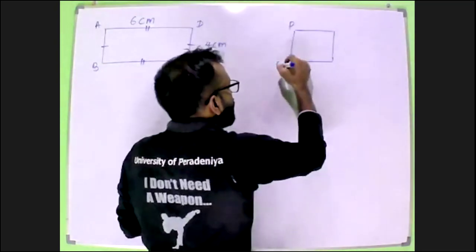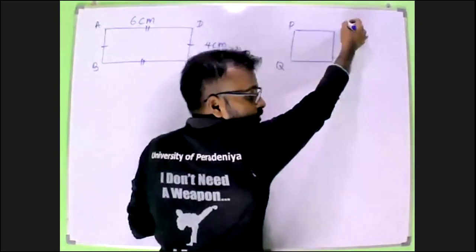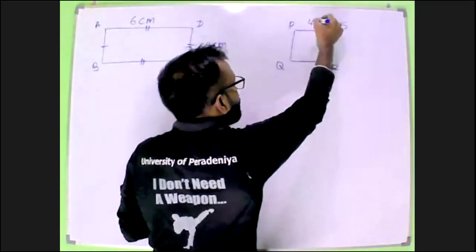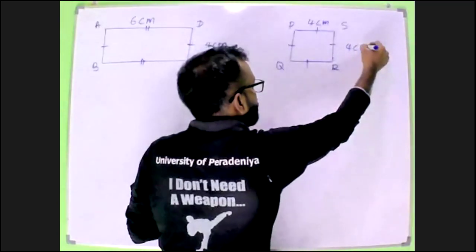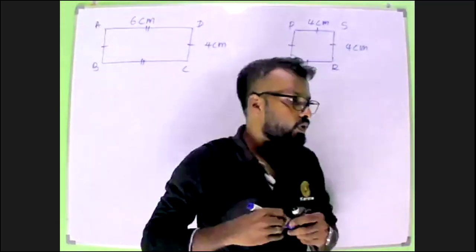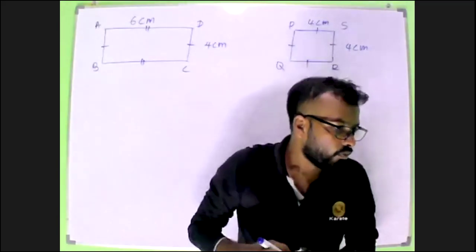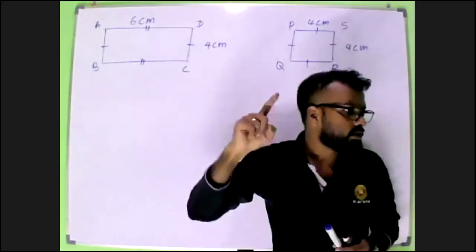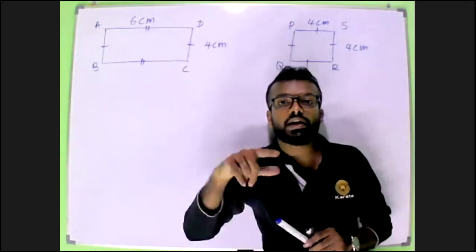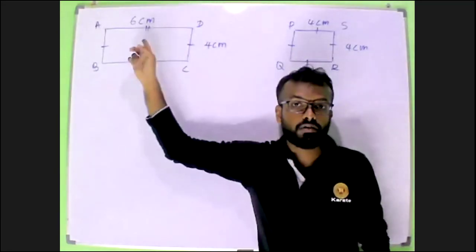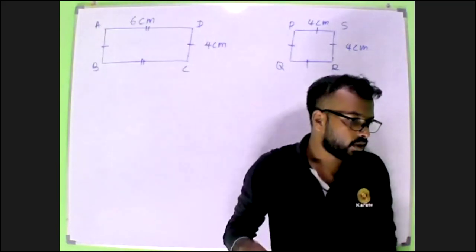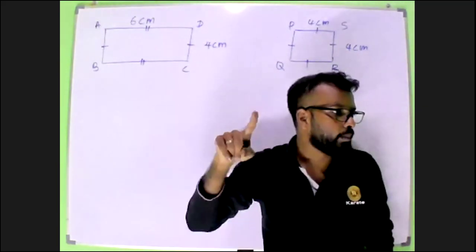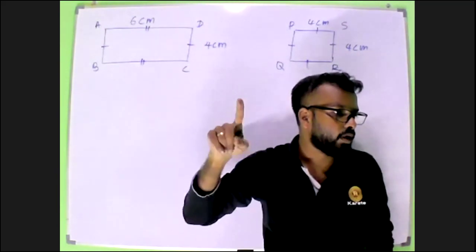And P, Q, R, S, 4 centimeters, 4 centimeters. Right, so let's do the first question. What special name is given to the quadrilateral ABCD? So this one, special name rectangle. Right? Yes. So second one, find the perimeter of the given regular polygon.